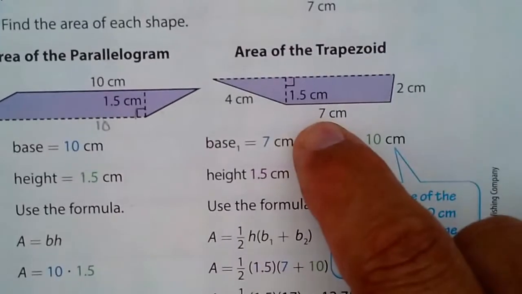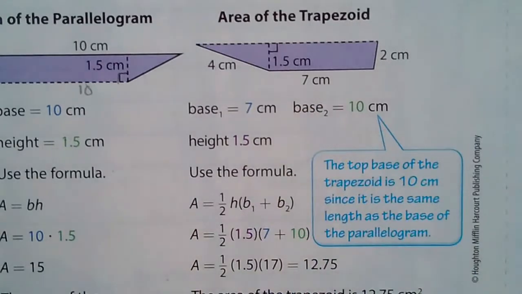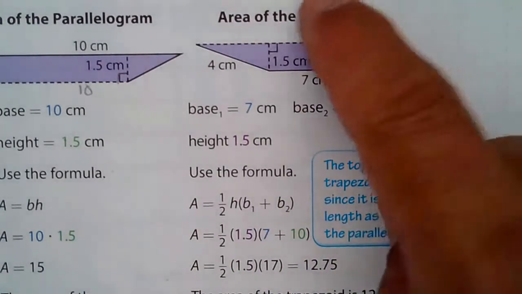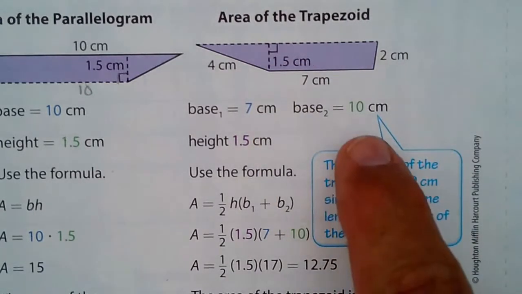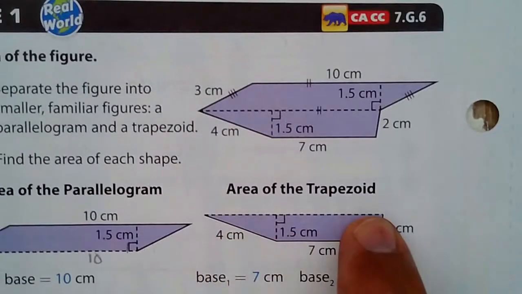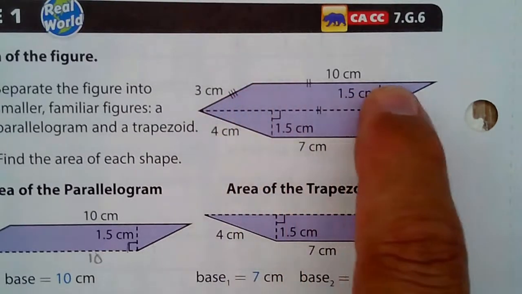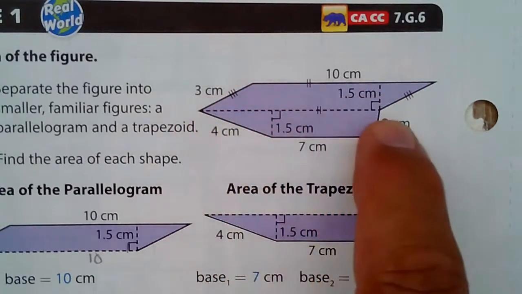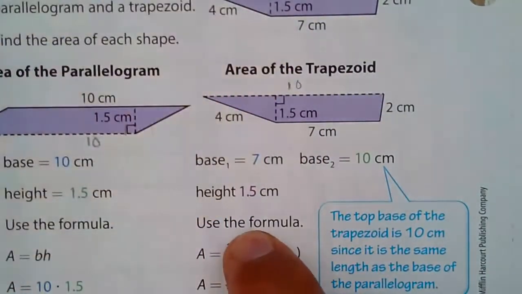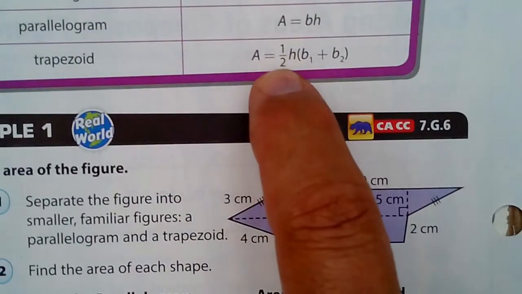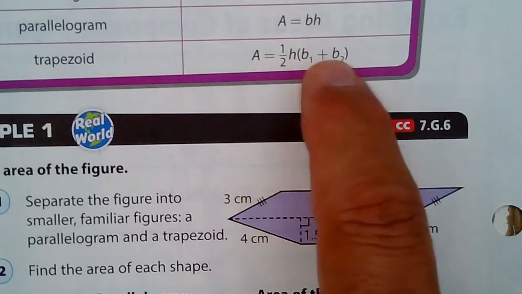The area of the trapezoid. Now for the area of the trapezoid, we need the bases. We have 7, and then the other base was 10. And I know that length is 10 because these two lengths are the same, right here, and this is this dotted length here. That is 10. So I'm going to write that 10. And I'm going to follow this formula here: half times the height of the trapezoid times the sum of the two bases.